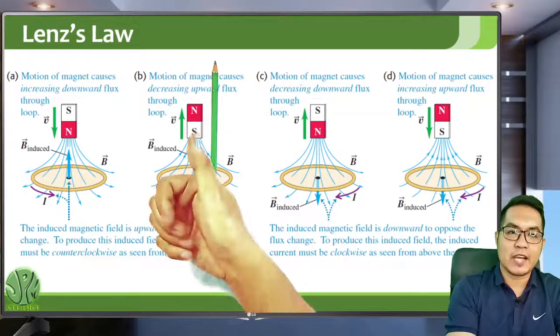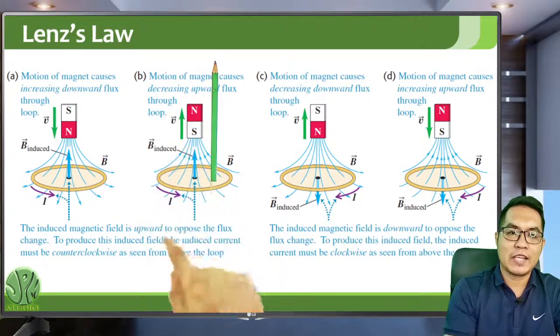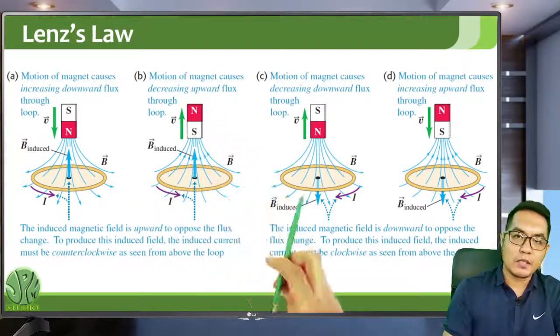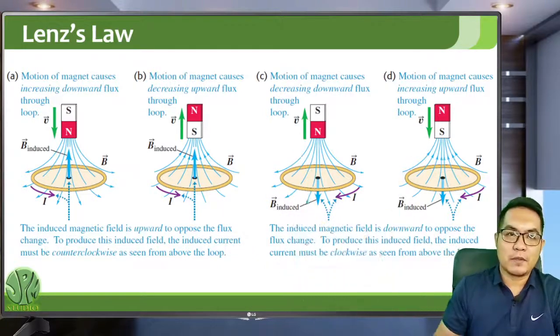It will be in this direction. So the induced EMF will be in this direction, and the current will move in that direction. Similar with example C and example D.